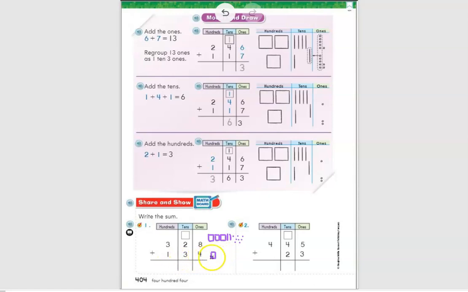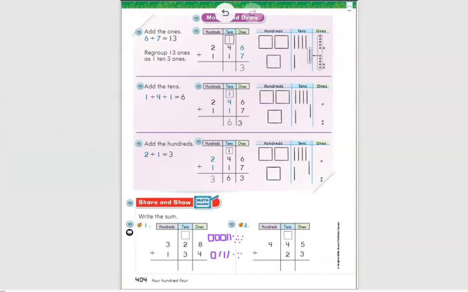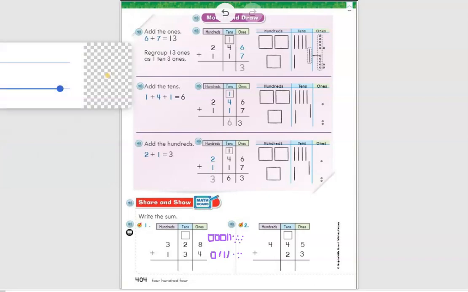As soon as we have a 10, we know we need to regroup, right? So 134 I have. 100, 10, 20, 30, 1, 2, 3, 4. All right, let me get a different color here. I'll use yellow. Make sure my size is still teeny tiny.